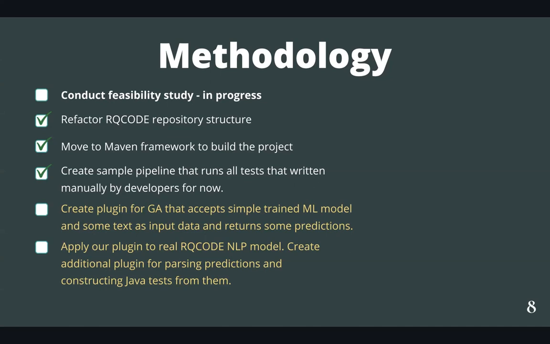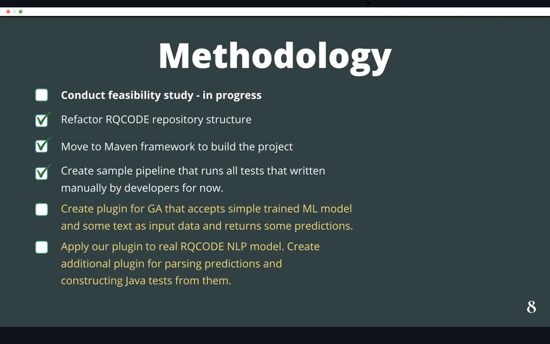The future work is to create a plugin for GitHub Actions that accepts a simple trained ML model and some texts as input data and returns some predictions. And the further work is to apply our plugin to the real ArcCode NLP model that will be described, I think, in further presentations, and to create an additional plugin for parsing predictions from that NLP model and constructing Java tests from them.